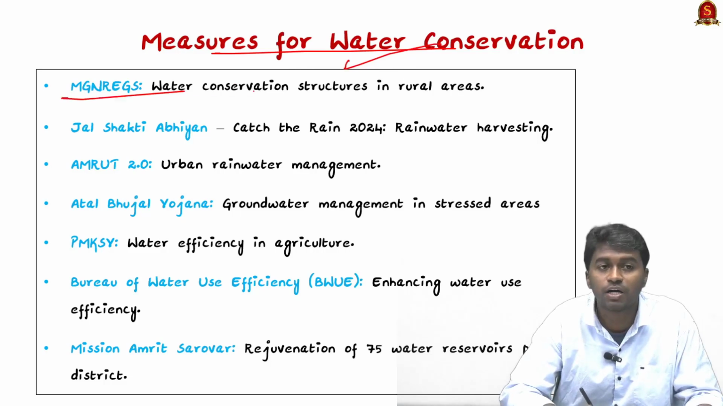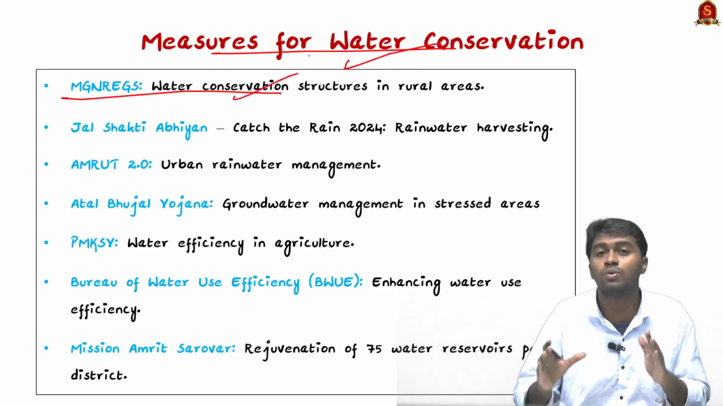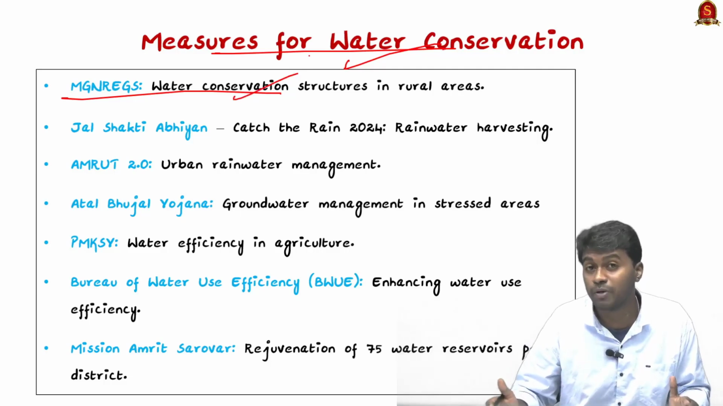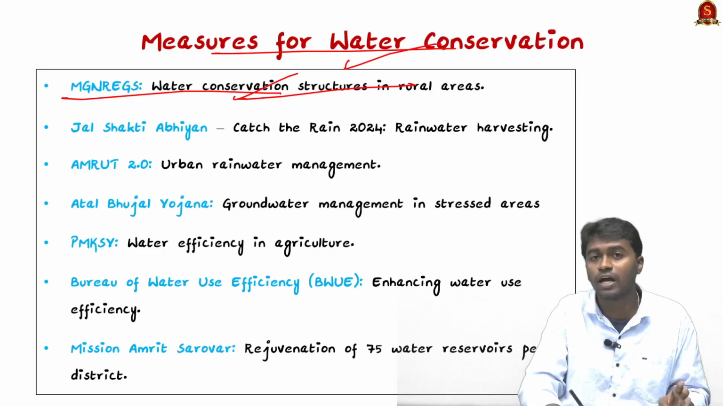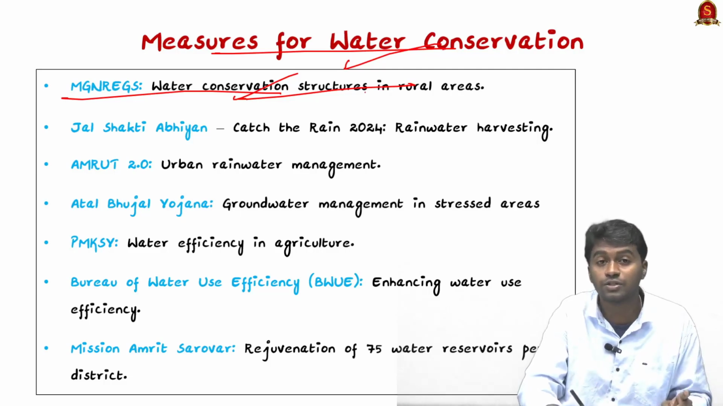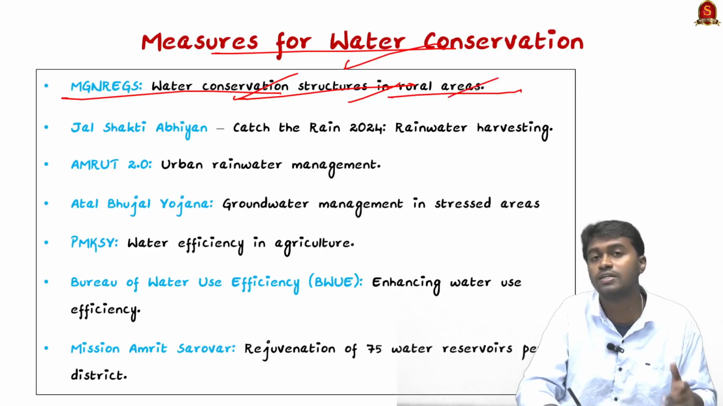So first is the Mahatma Gandhi National Rural Employment Guarantee Act, which guarantees 100 days of jobs to the rural unemployed people. And the employment includes conservation of the local dams, canals, and other irrigation systems, regeneration and restructuring of these water conservation structures in the rural area. So this is also contributing to water conservation in the rural area.